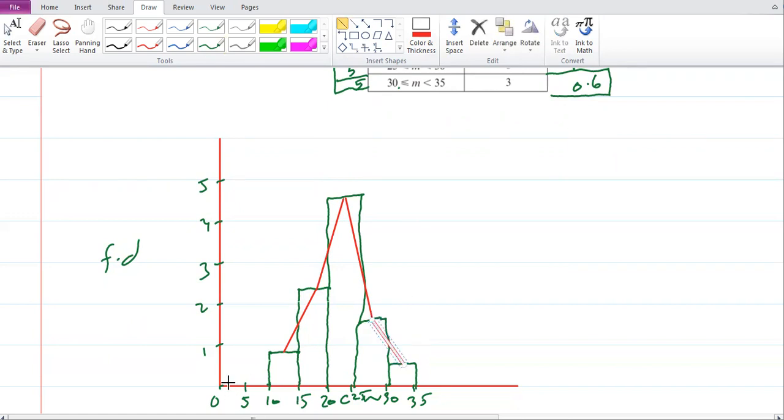You can say it's making a polygon. This polygon we say is a frequency polygon. So that is pretty simple to draw a frequency polygon from a histogram. Clear? Yes, sir. Okay. Now the second question.